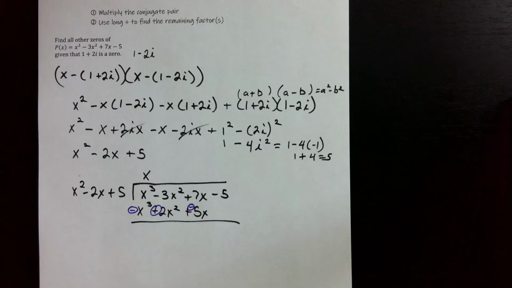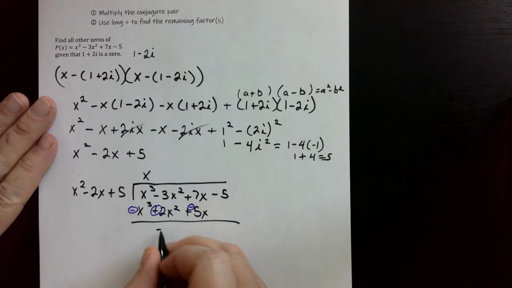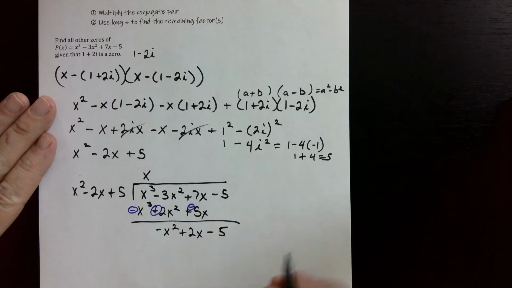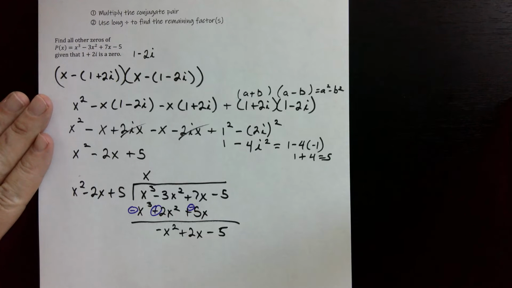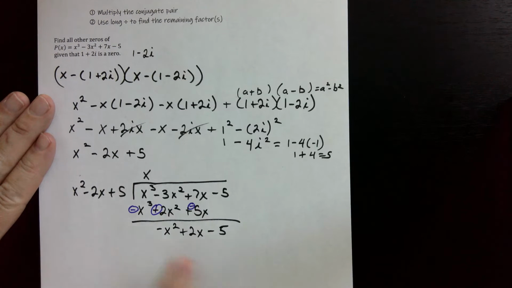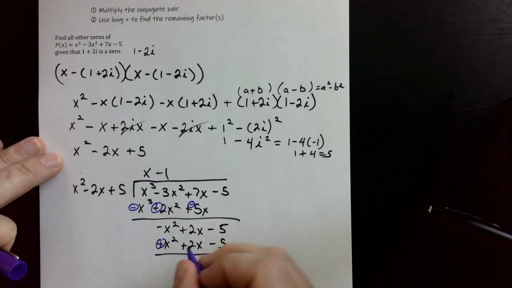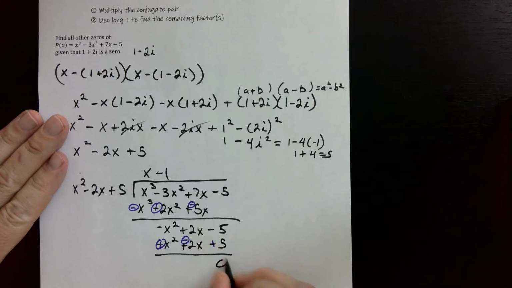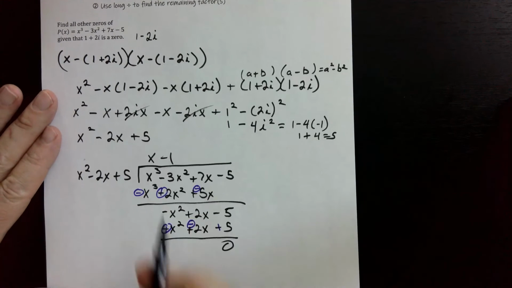I usually circle my signs afterward to remind myself that I have already done it. Okay, so this goes away. This becomes negative x squared. This becomes 2x, and then I drop my minus 5. Okay, and let's see. So what do I multiply x squared by to get negative x squared? Well, that'll be a negative 1. Okay, so that'll give me negative x squared plus 2x minus 5. And remember to change the signs. So this becomes plus, minus, plus. And when you do that, all three of these terms cancel out, which was what we were hoping for. So you get 0, and your other factor is x minus 1.